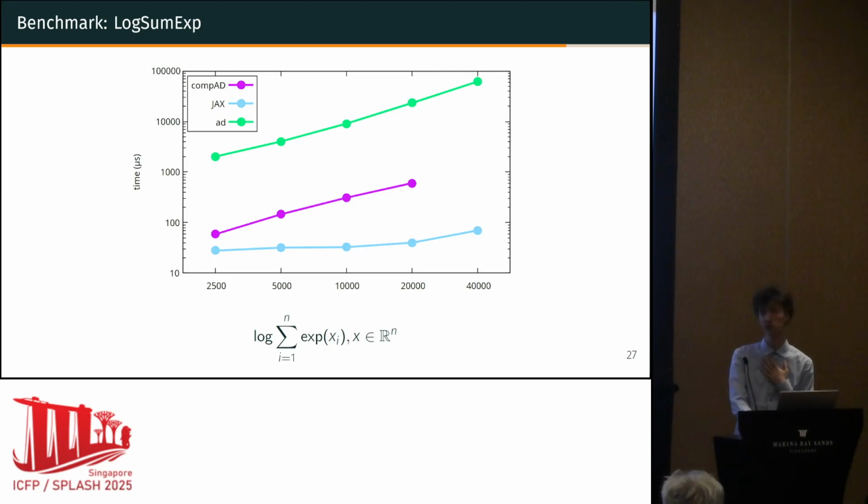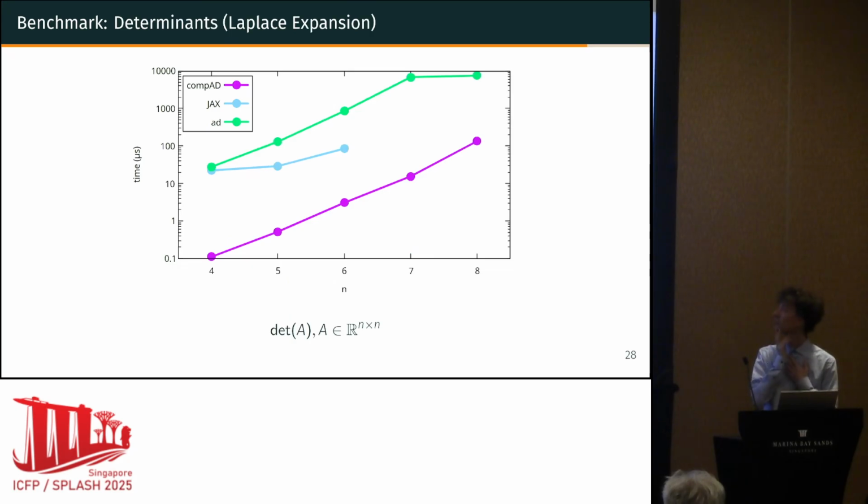Yes, and this will come back in the future work. And finally, we benchmarked the naive definition of matrix determinants. And as you can see here, we actually significantly beat JAX and AD. So to summarize, we once beat JAX, we once almost tie it, and once we get significantly beaten by JAX.